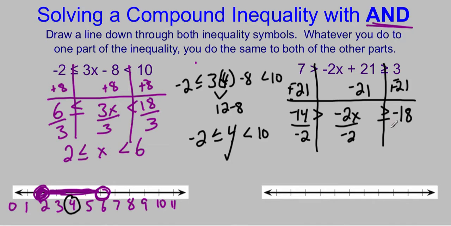And this is where that little alarm bell should be going off in your head. We're dividing everything in an inequality by a negative number, so that's going to cause all of my inequalities to flip in the opposite direction. Negative 14 divided by negative 2 is 7, and negative 18 divided by negative 2 is 9. So I end up with 7 is less than x, and x is less than or equal to 9. So let's make sure I can squeeze in all of my numbers here.